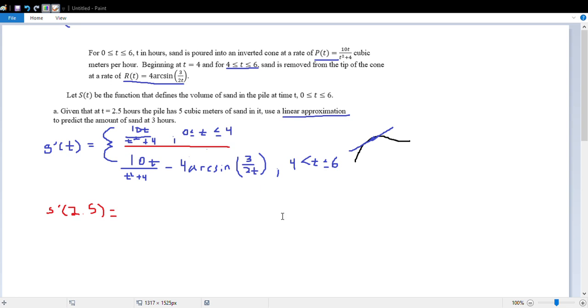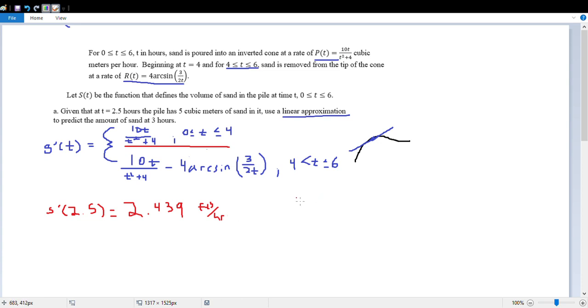Okay, and we get 2.439. So that is the rate in cubic feet per hour that the sand pile is increasing.